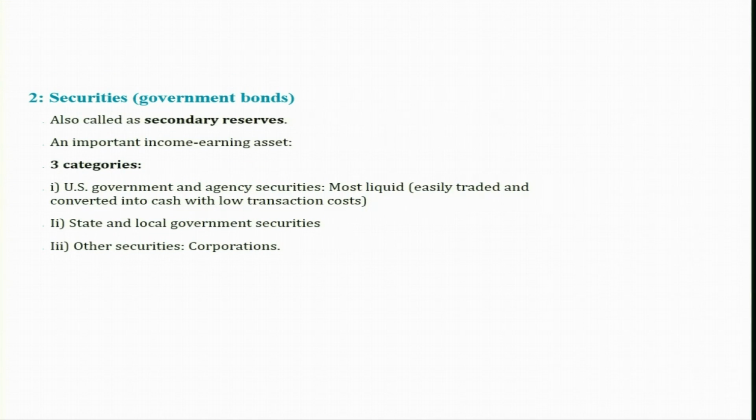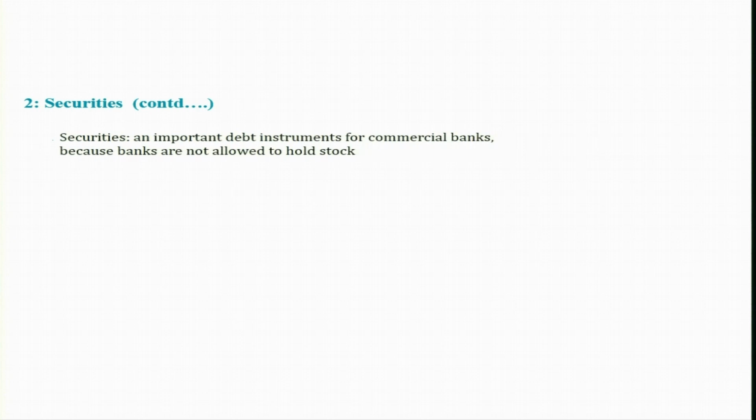Then coming to state and local government securities, also called municipal securities or municipal bonds. Then there are other securities issued by large corporations. When they raise funds by borrowing from the market, they issue bonds. So these are other types of securities where the bank will be making investments. So securities are an important debt instrument for commercial banks, because banks are not allowed to hold stock.